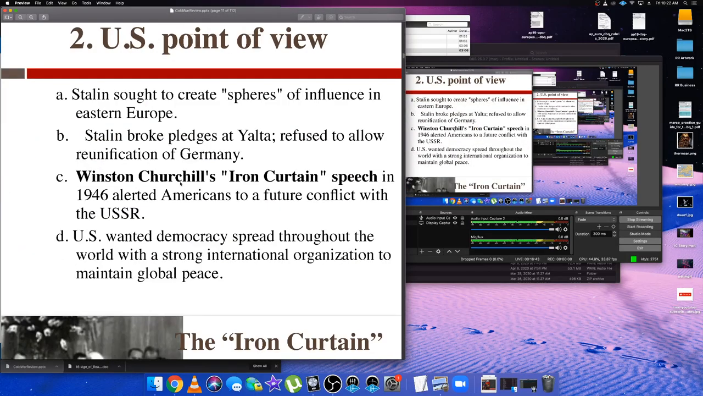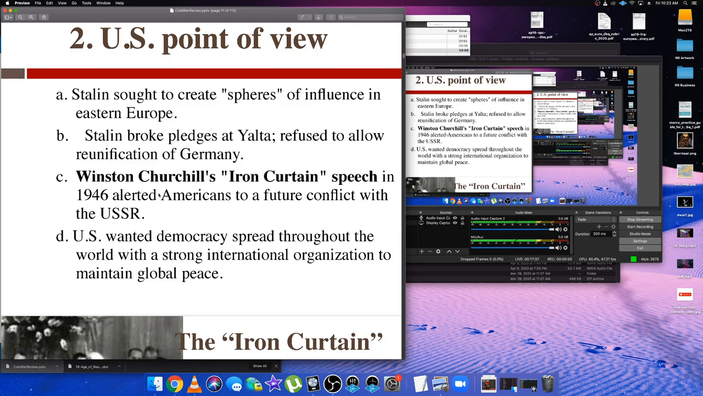Now, the United States point of view, of course, is that Stalin is trying to take places over. They view Stalin as being overly aggressive, and the United States is extremely concerned that communism is going to spread. There was a theory called domino theory that said that once you see communism break out in a particular place, it's only a matter of time before the other places around it start falling like dominoes. So China, for example, falls to communism, and then Vietnam starts falling to communism, and North Korea falls to communism. So these are the concerns that Americans have at this time.